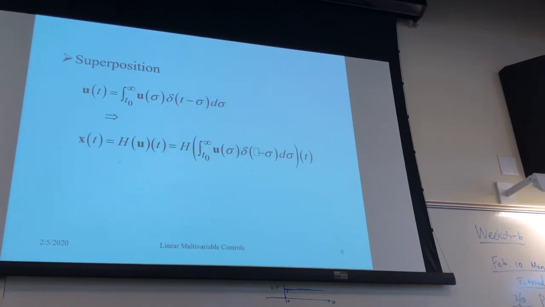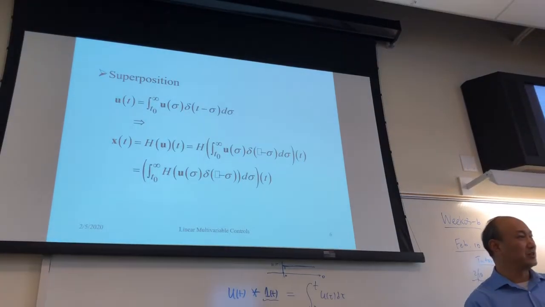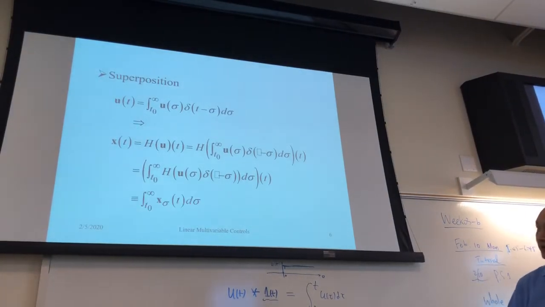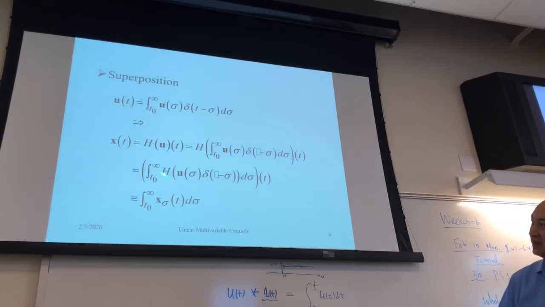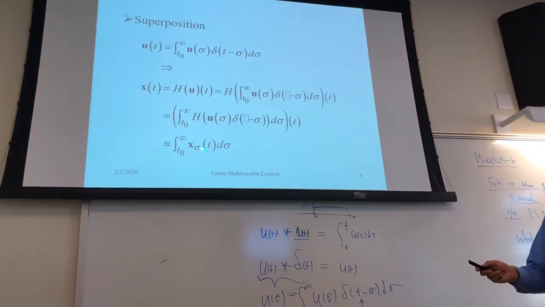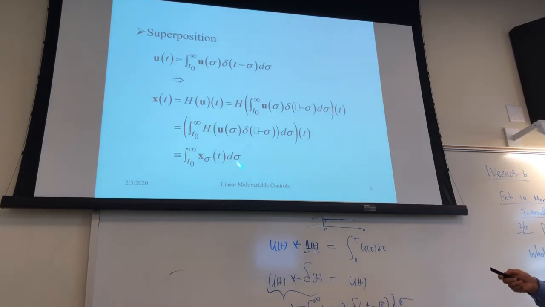So basically you put this into here, and now we have an integral. Then we swap the integral and the operator h. By assuming we can swap, we are already assuming we are going to do a superposition. So basically what is inside is x(sigma, t) d sigma.